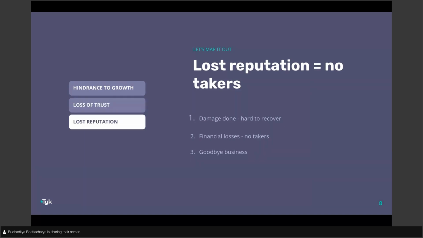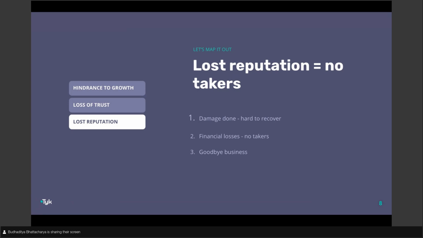And then finally, loss of reputation. It goes with the loss of trust, but lost reputation again means that you have no takers, which means that once you don't have any takers, you don't have users, that impacts the financials of your business once again. And once the damage is done in this field, it is really hard to make a recovery from there. Because, again, the story has been etched in the minds of your users that this is how the business operates and is going to operate in the future, and it becomes quite difficult to do damage control once that reputation has been lost.